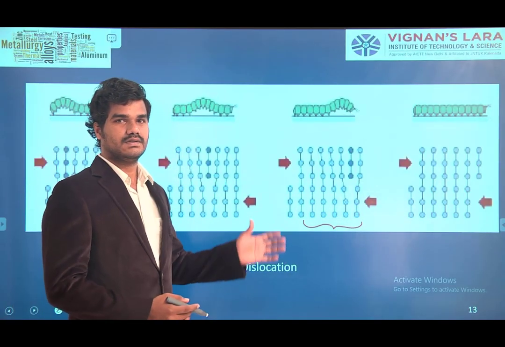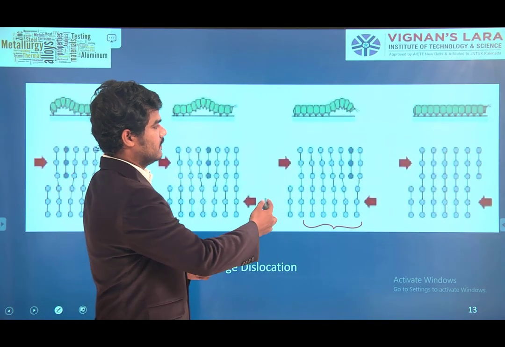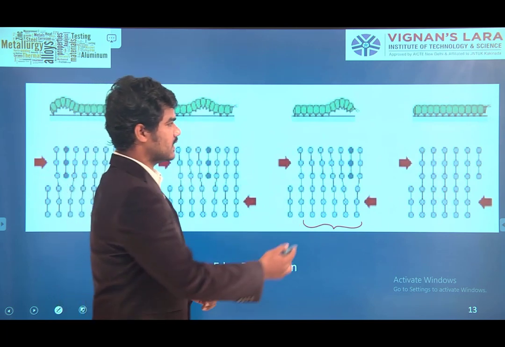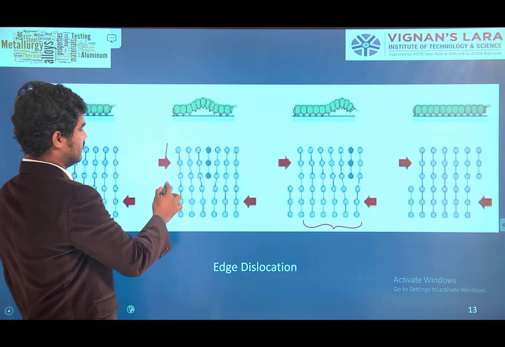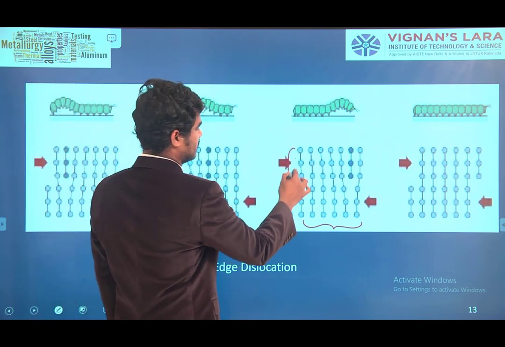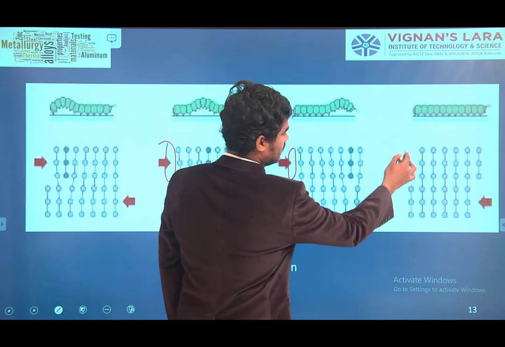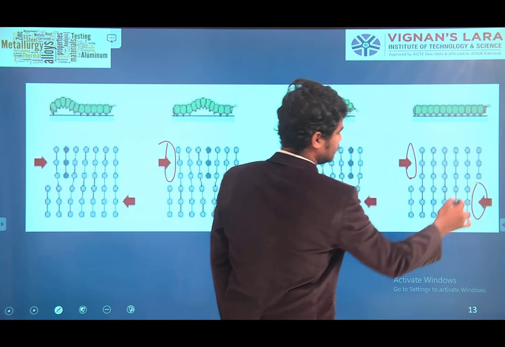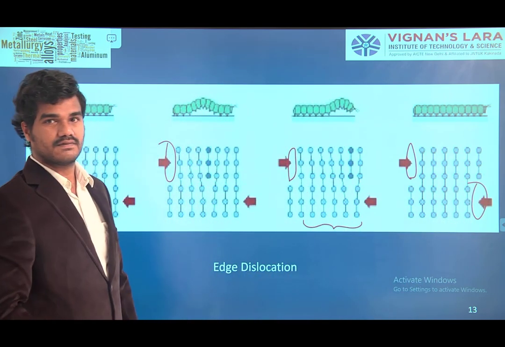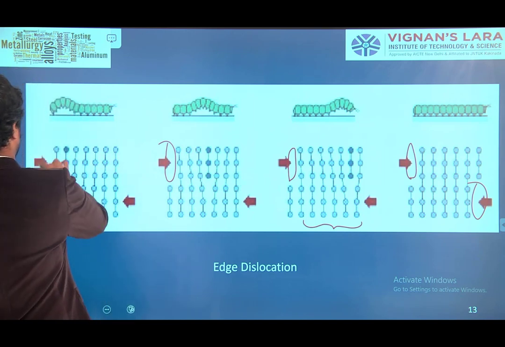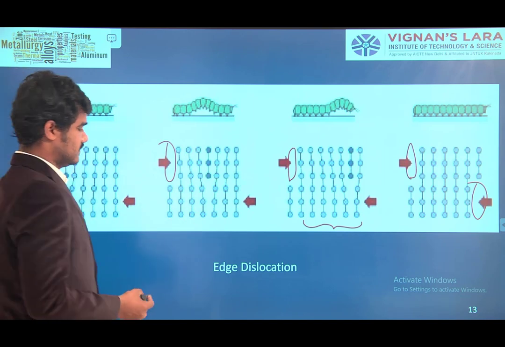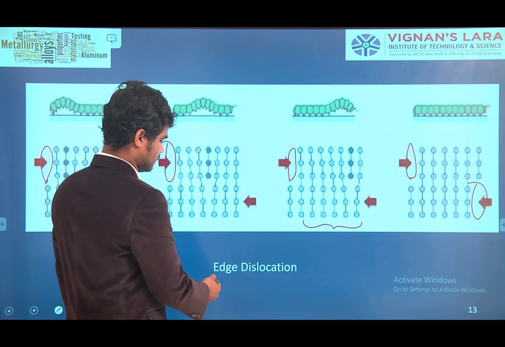Yeah, these are edge defects. This is one type and that is another type, whereas here this is one edge defect, and here edge defects, and here edge defects due to dislocation of the plane of atoms. So these are the different types of edge dislocations.